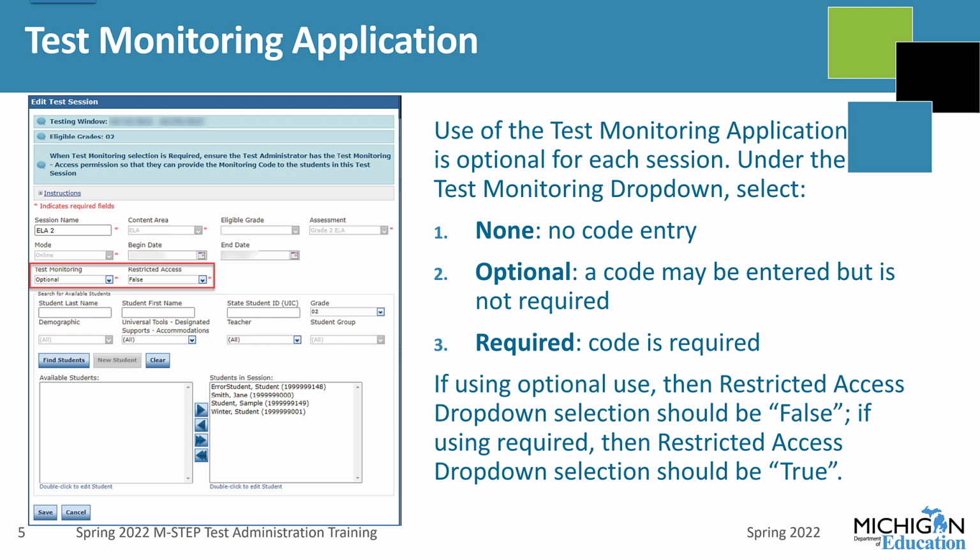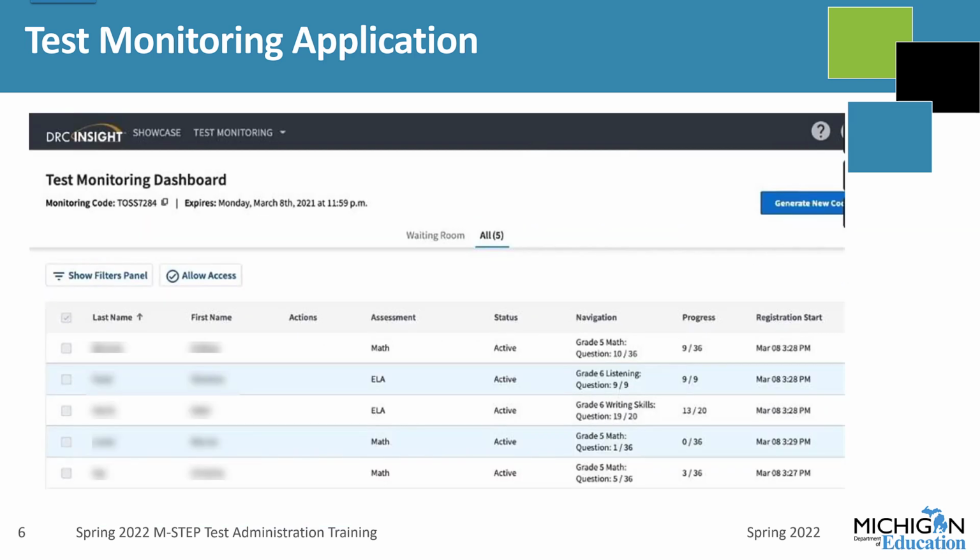This is what the test monitoring dashboard looks like during the administration. The test administrator can view student names, which assessment they are logged into, and they can view their navigation and progress through the test for fixed form tests. Science and Social Studies are fixed form tests, and some accommodated versions of the ELA and mathematics tests are also fixed form. For computer adaptive ELA and mathematics tests, the progress column displays NA.